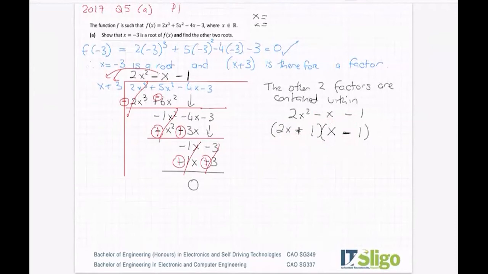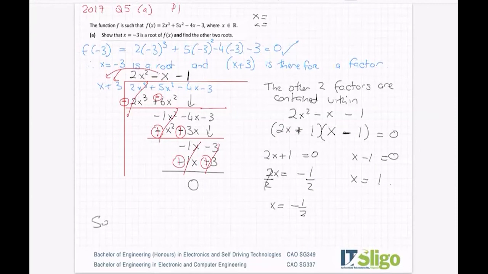Okay, so let's solve these then. 2x plus 1, let the first bracket equal 0. 2x is equal to minus 1. Divide across by 2. x is equal to minus 1/2. And your other root is in the other bracket. x is equal to 1. Okay, so your solutions: x is equal to minus 3, x is equal to minus 1/2, x is equal to 1.